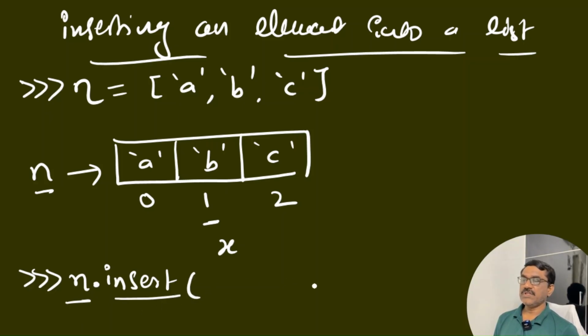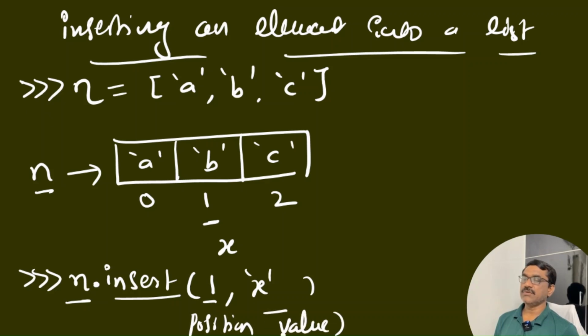Now, after this, within the parentheses, you have to mention first the position. What is the position at which we want to insert X? Position is 1, comma. Which character do we want to insert? X. This is a string object, so X is enclosed in single quotes. The first data item represents the position, which is very important, and the second represents the value we are going to insert. So what is the syntax of insert? The syntax of insert is the name of the list dot insert, and in brackets you have to mention the position as well as the value. This is very, very important.